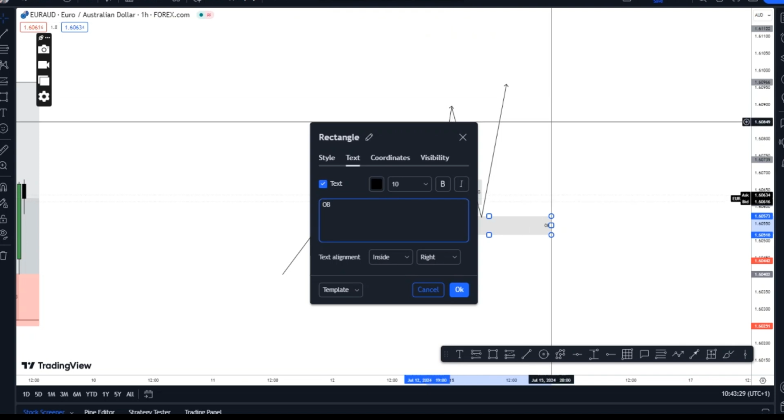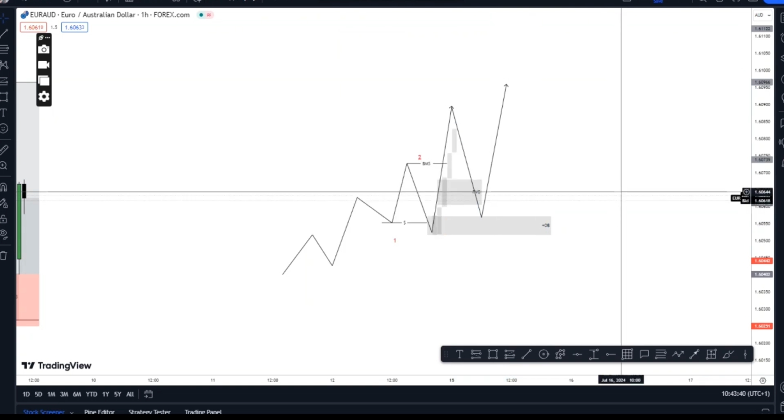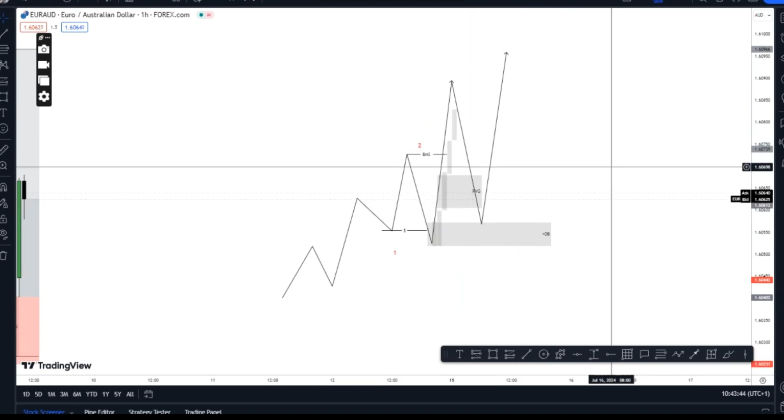Now bullish order blocks are regarded with a positive sign. We use a positive sign for them, while for bearish order blocks we use a negative sign. So if you see minus OB, that's negative OB, that's a bearish order block. So bullish is a positive sign. So this is a bullish order block in this example given.